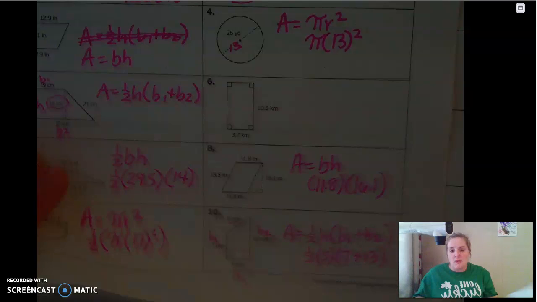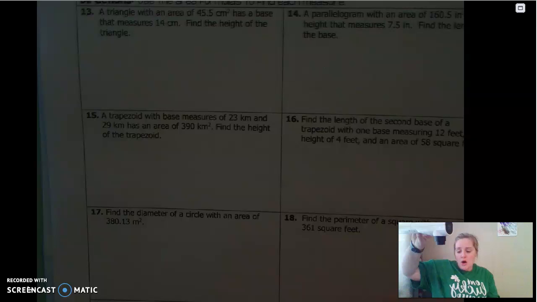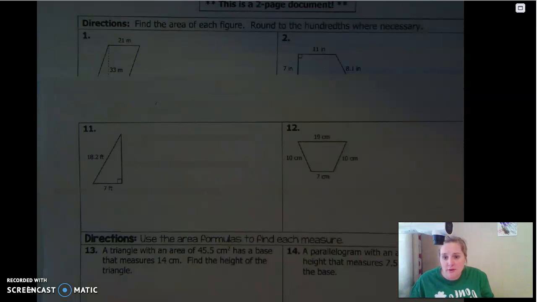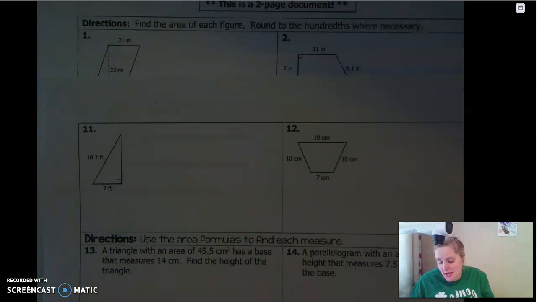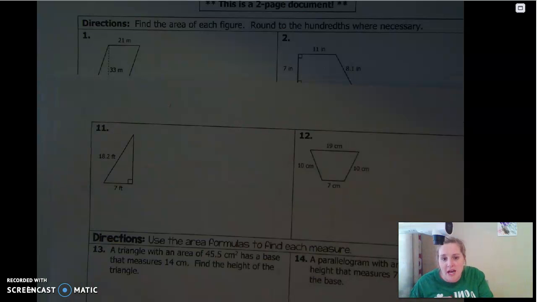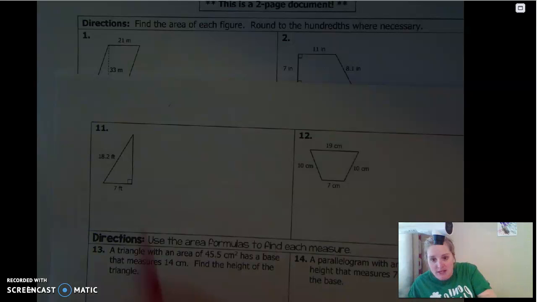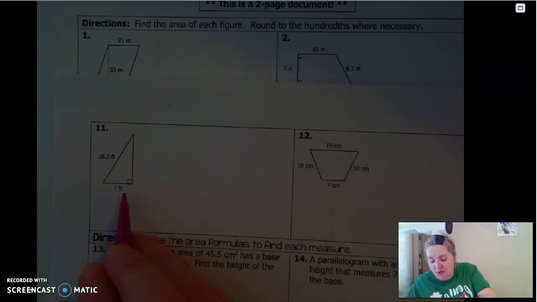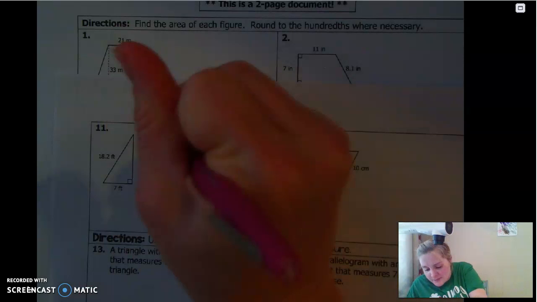So, all right. On the second page of your notes, we've got two more shapes that are just our basic shapes. This is a triangle. This is your base. You do not have the height. So if they don't give you the height, you have to find that. Well, this is a right triangle, so we can do our Pythagorean theorem.